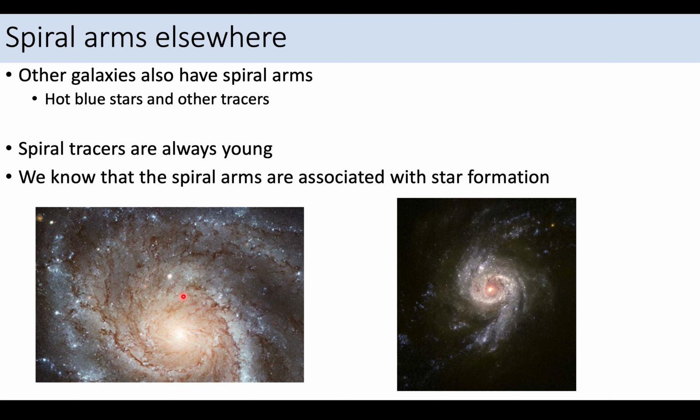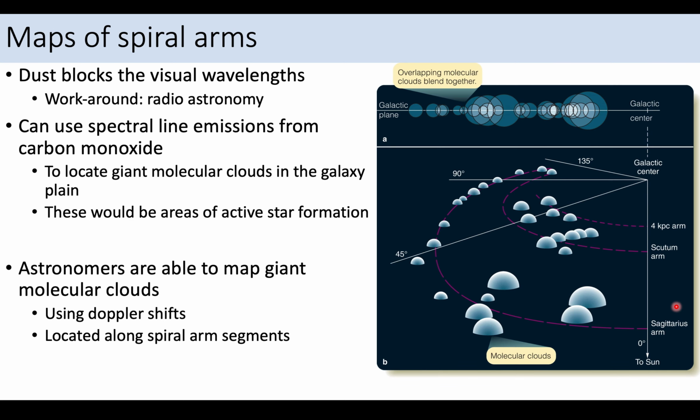Other galaxies also have spiral arms. It's not just ours. Generally, when we're looking for the spiral arms, we're looking at really hot blue stars and other tracers, like I just talked about. And we know that in other galaxies, it's true as well, that the spiral tracers are always pretty young. So when we're looking at spiral arms, we're looking at young areas of the galaxy where there is a lot of star formation occurring.